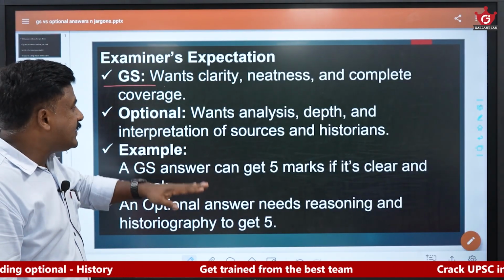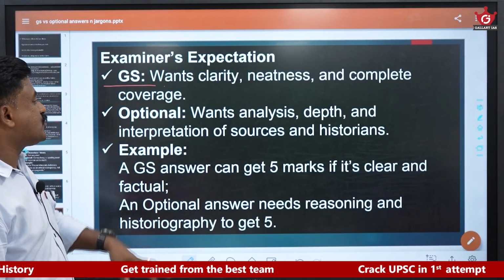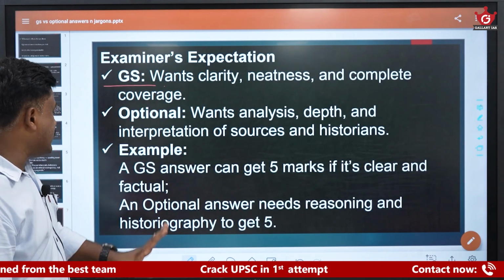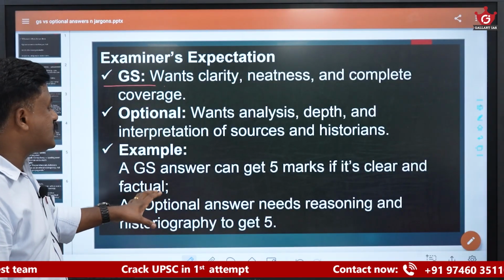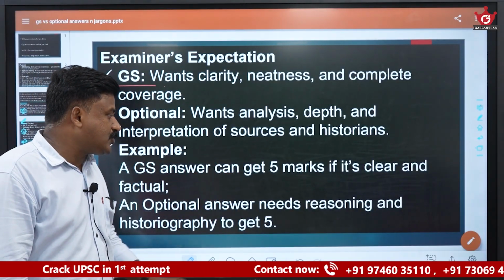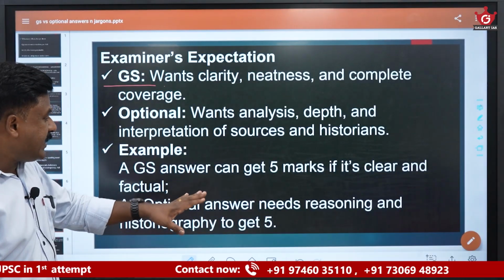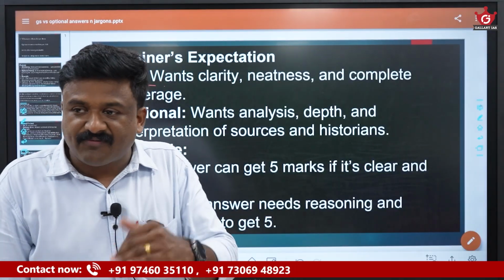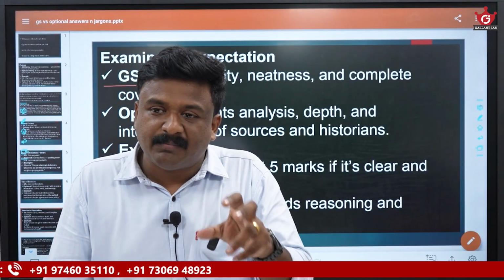Optional demands analysis, depth, and interpretation of sources and historians. A GS answer can get 5 marks if it is clear and factual, and if it completely addresses the different parts of the question. But optional needs reasoning and historiography to get 5 out of 10. If both questions carry 10 marks each.